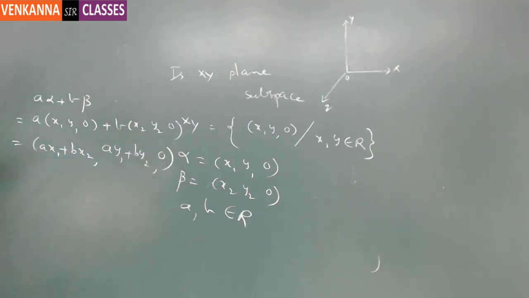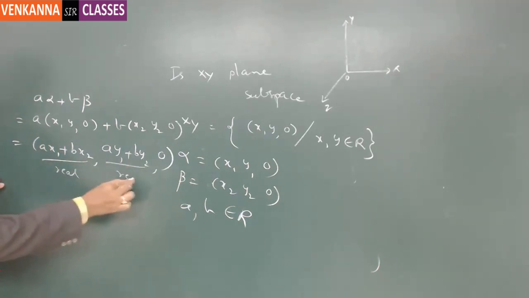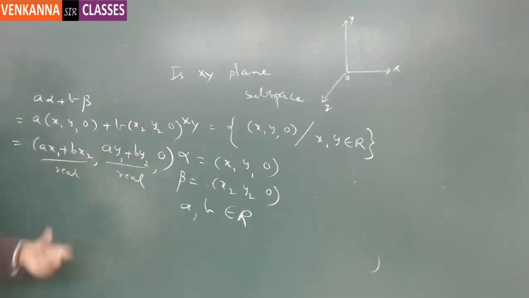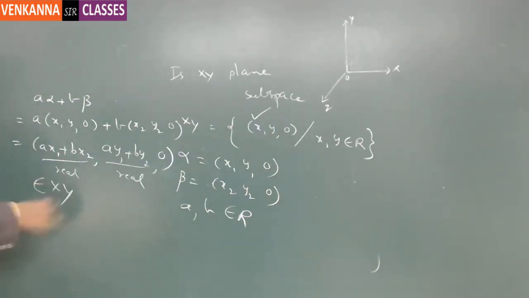Now see, this is a real number. This is a real number. So it belongs to the same form. So this belongs to xy. Therefore, xy is a subspace. Similarly, yz plane is a subspace. Similarly, zx plane is also a subspace. So if you want to check whether a plane is a subspace or not, we do like this. Is it okay?